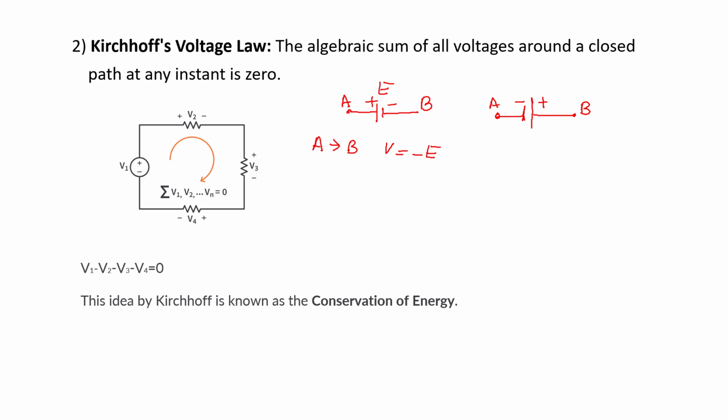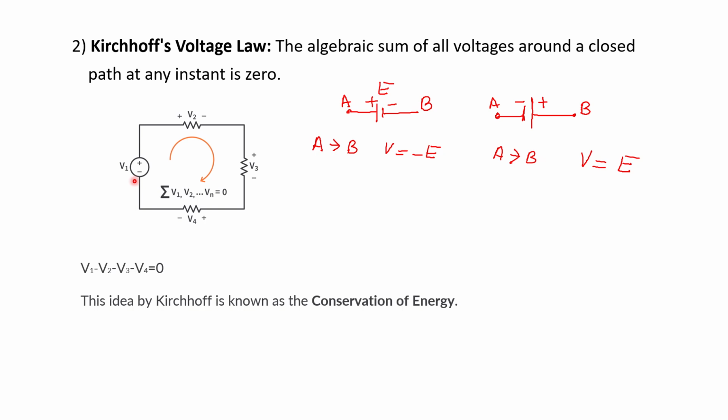Or if you see the next battery in which we are going A to B, then the output voltage V is equal to plus E, or you can say we are going from A to B, that means negative terminal to positive terminal. You will say there is a rise in voltage. So if there is a rise in voltage, then voltage will be plus E. If you understand this point, then we will apply Kirchhoff's voltage law in this circuit.